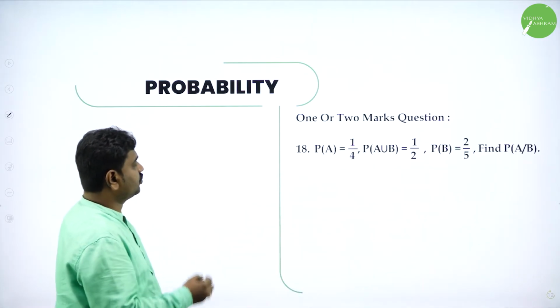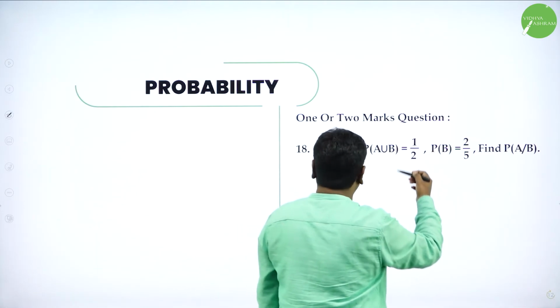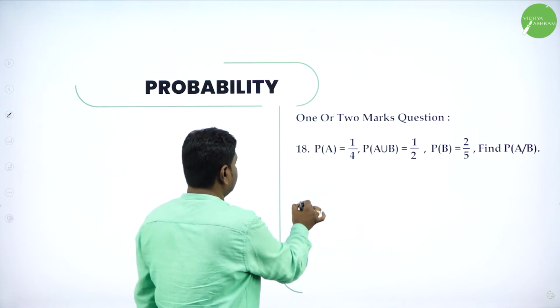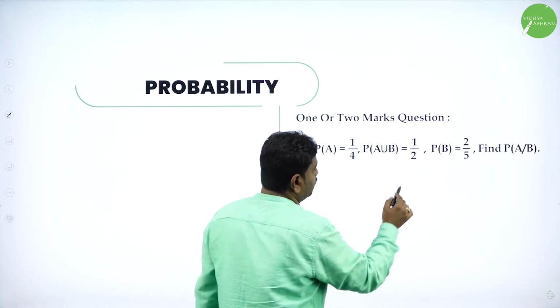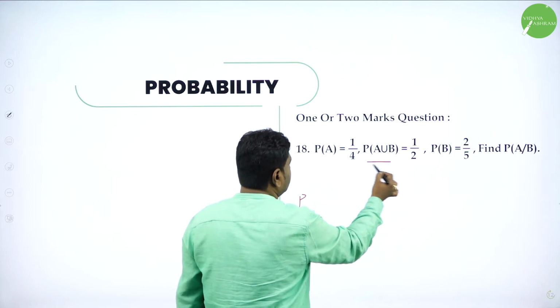So now we'll go to the next question. Probability of A, they gave 1 by 4. Probability of A union B, they gave 1 by 2. P of B, they gave 2 by 5. They want P of A by B. All of you know the formula for A by B. If you want A by B, first you need A intersection B. They give A union B.